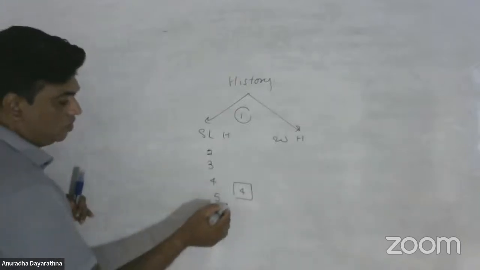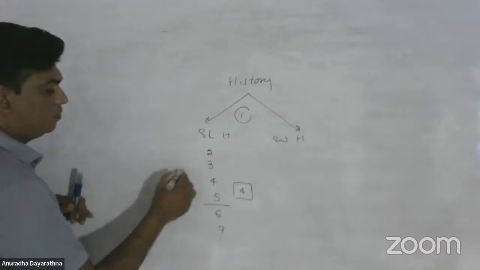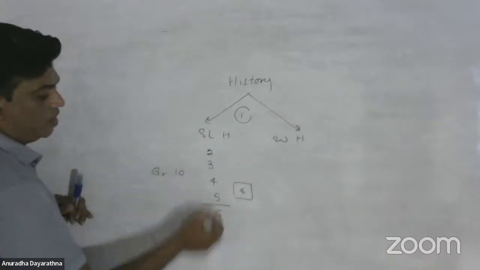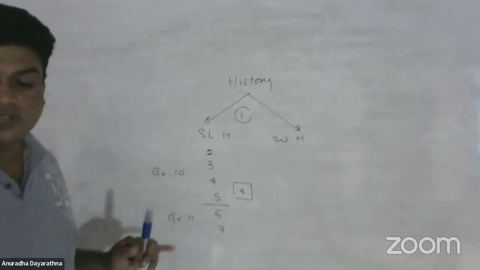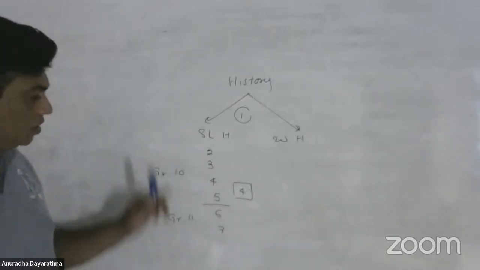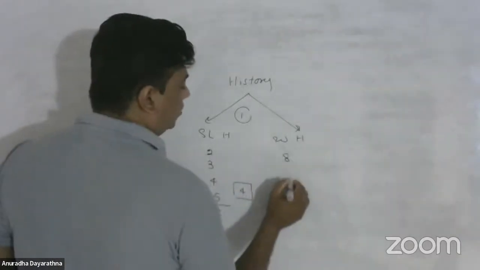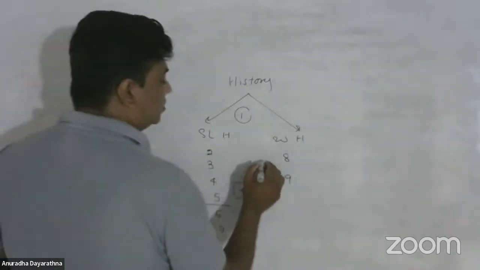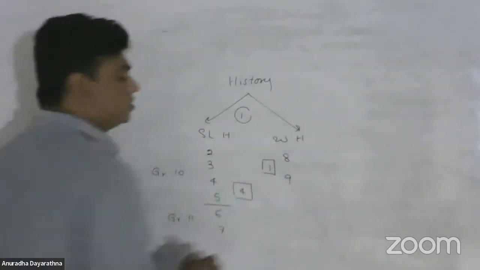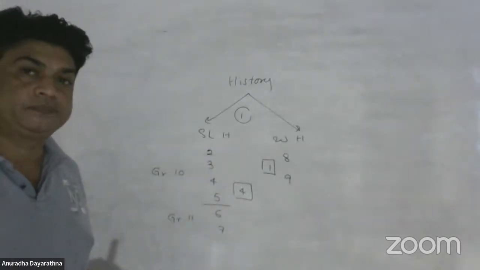So here, when we take these 6 questions, 4 questions are given from grade 10 and 2 questions are given from grade 11. That's how the questions may come. Then, when we take world history, 8 and 9 questions will come. 2 questions only. You're answering only 1 question out of this, altogether 5 questions. So that is the structure of the paper.